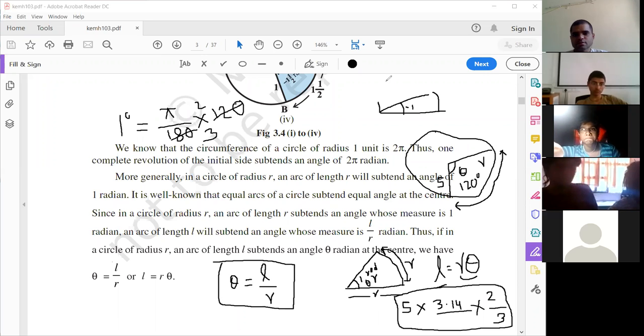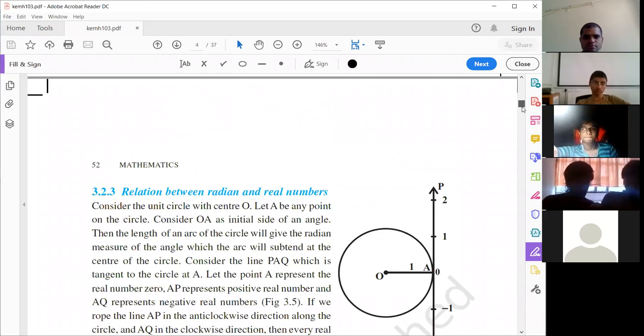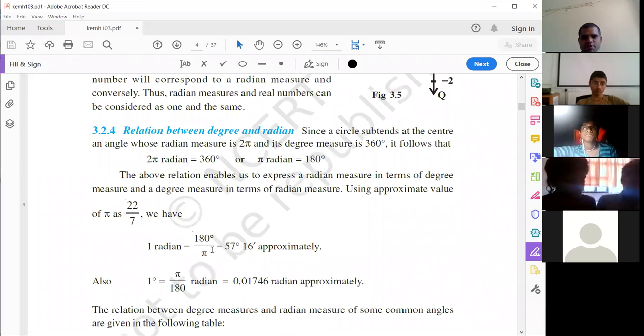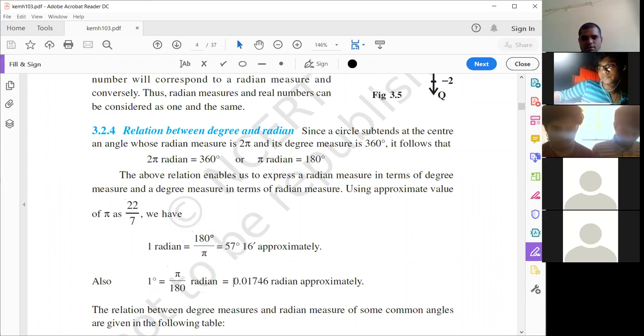This is the formula: 1 degree equals pi upon 180. This is a relation between degree and radian, which we have already discussed. It comes to approximately 1 radian equal to 57 degrees 16 minutes. If you calculate it, 1 radian is equal to 57 degrees 16 minutes, or 1 degree is equal to this much radian.